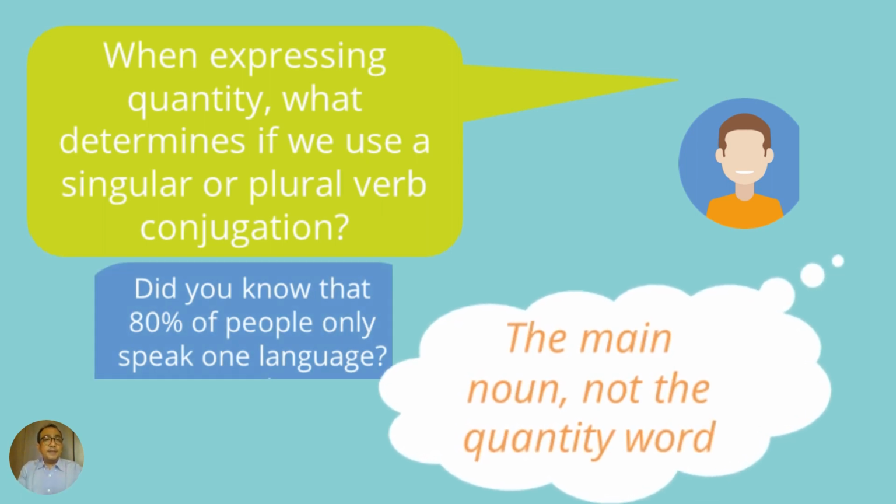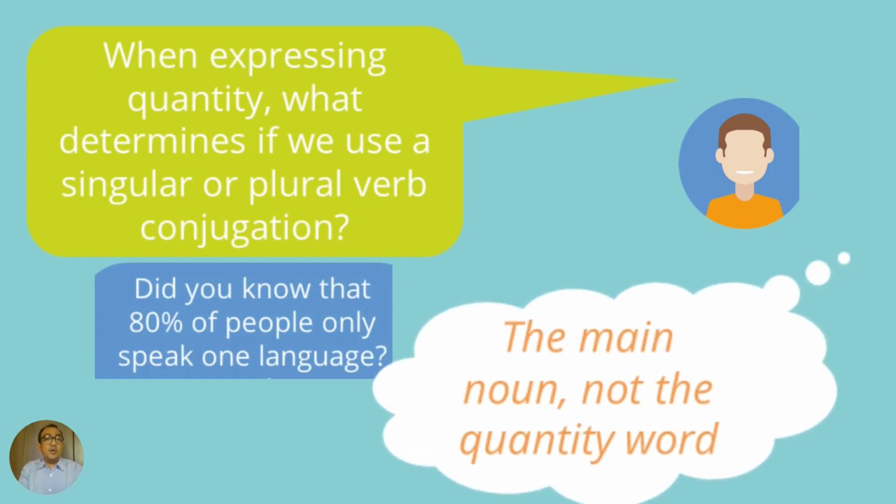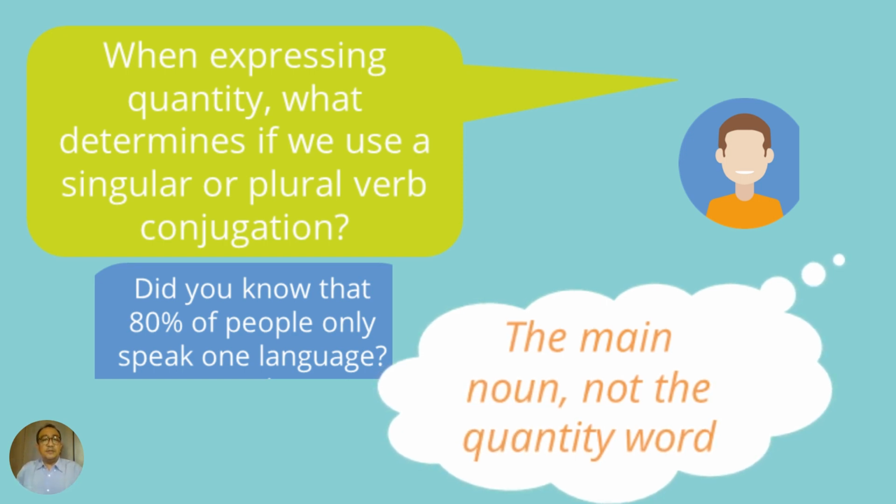When expressing quantity, what determines if we use a singular or plural verb conjugation? What is that? The answer is the main noun, not the quantity word. Did you know that 80% of people only speak one language? It is not about the 80%, but it is about the people. The people is the main noun here, and that's the reason it is speak. Why? Because people is plural. Right? So 80% of sugar is. Why? It is not about 80%, but it is about sugar. So 80% of sugar is. 80% of money is.